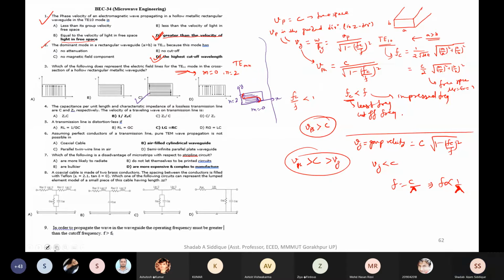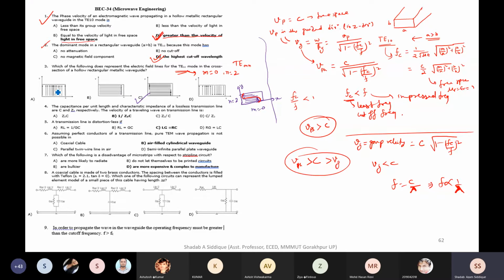True peak should be there. So peak means this one and this one. Looking from this side, the N equal to 2 side, this is the answer for this one. This is for TE20 and this is for TE01.